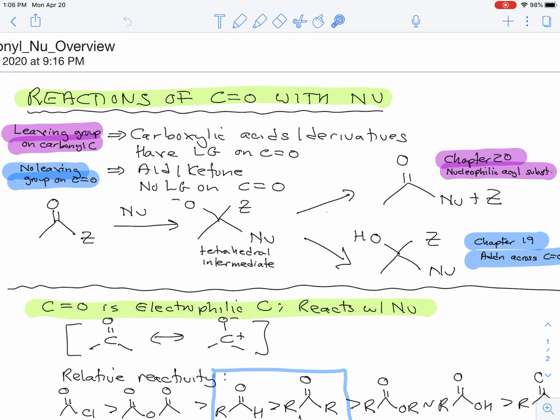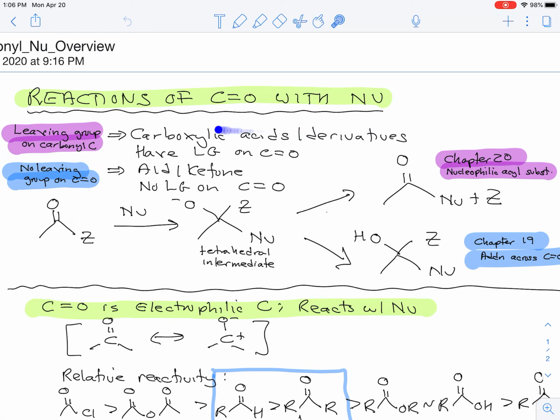So we can divide carbonyl compounds into two classes for their reactions, and that's why we have a chapter 19 versus a chapter 20. In chapter 19, we have the aldehydes and ketones, and these don't have a leaving group on the carbonyl. So this group Z would be a hydrogen or an alkyl group.